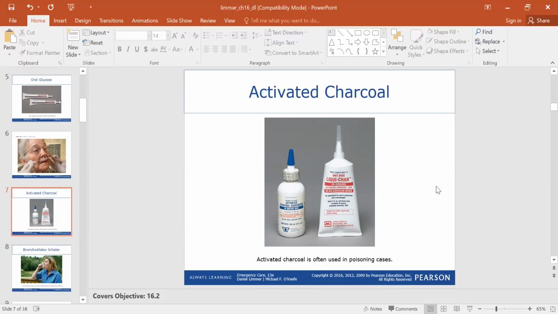Now, these patients, most likely, if it's like an overdose of medication, you will be giving charcoal. Does anybody know or have an idea how activated charcoal actually works in the body? It bonds to the chemical and absorbs it, so your body doesn't absorb so much. Perfect. Yes, it does that.